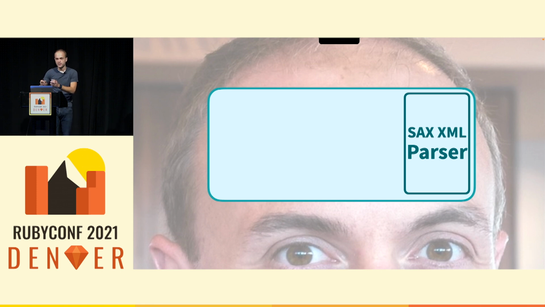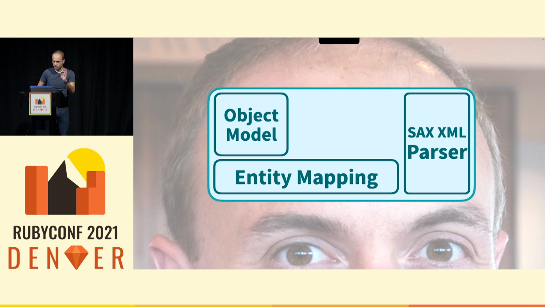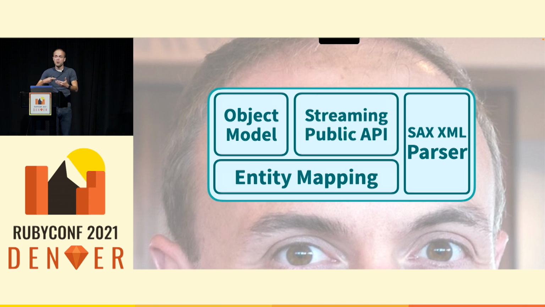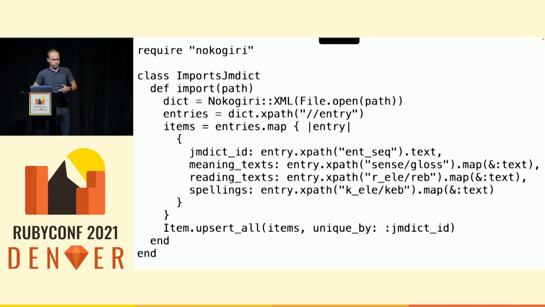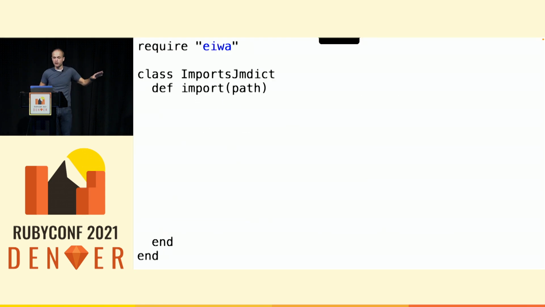And this allowed me to think, hey, actually what makes the most sense here is to do a streaming SAX XML parser, which you can do with Nokogiri, but not very many people had done before. And it also gave me plenty of time to get the entity mapping right and create a good object model for this. Would be useful not just for me, but for others. And then a streaming public API that was going to be garbage collection friendly, so it didn't chew up so much memory. So I blew away my original Nokogiri implementation and imported Awa.